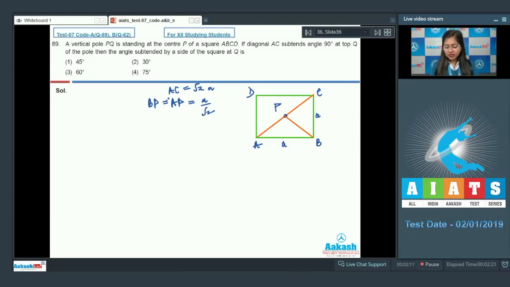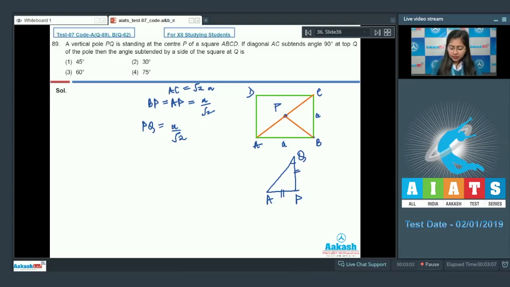So due to symmetry, we can say that side AP will be subtending angle 45 degree at Q, right? Now, as AP, this is something like this. This is A, this is P, and this is Q, right? So, as it is subtending angle 45 degree, we can say that the height of the tower will be equal to AP. So, we can say that PQ, that is the height of the tower, will be equal to AP, that is again equal to A by root 2, right?